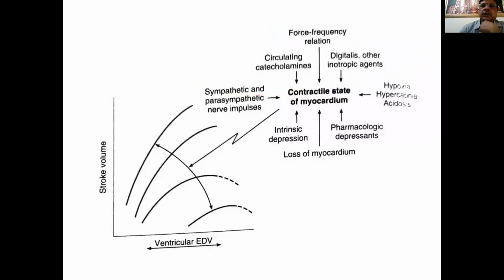So digitalis and other inotropic agents are also going to cause an increase in the force of contraction. So here I would like to add, when he says other inotropic agents, now you can take down the graph and give some gap. Give some gap here in the line I have drawn, some space so that you can add some more points. Now you take down this.